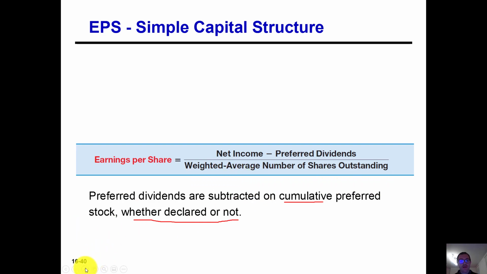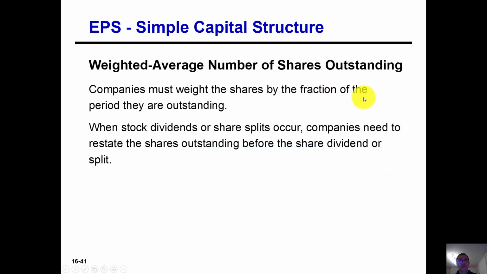Another thing I want to point out is you're not dividing simply by the number of shares outstanding at the end of the year. Your number of shares during the year can vary. We're dividing it by the weighted average number of shares outstanding, and we're going to talk about what that means here in a second. So essentially, you're going to weight the shares outstanding by the fraction of the period that they were outstanding.